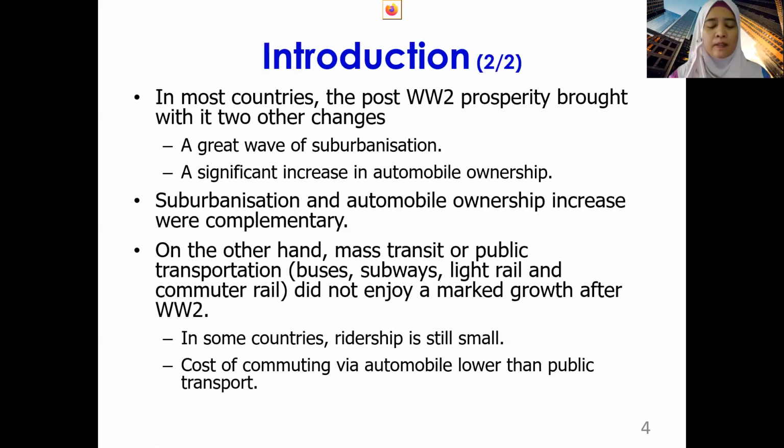And we can see the trend now. I will show you in a few slides down what happens to the trend in automobile ownership in the world and also in Malaysia. I will show you. Now, so what happened? Why is this so? Sorry.